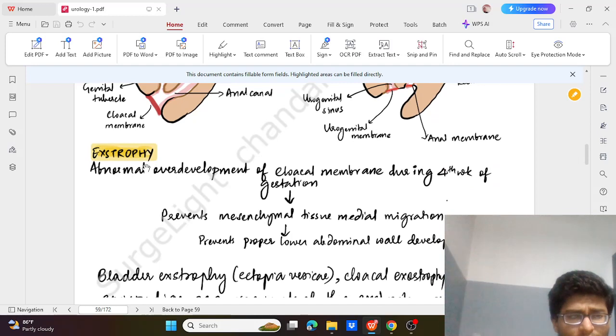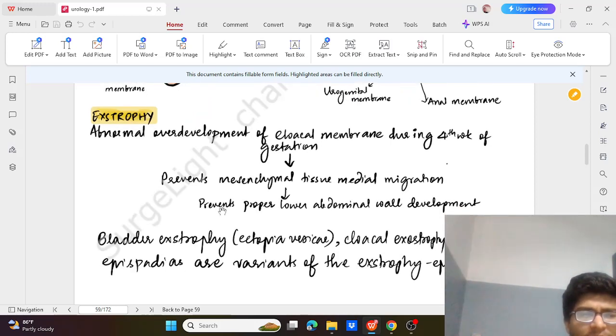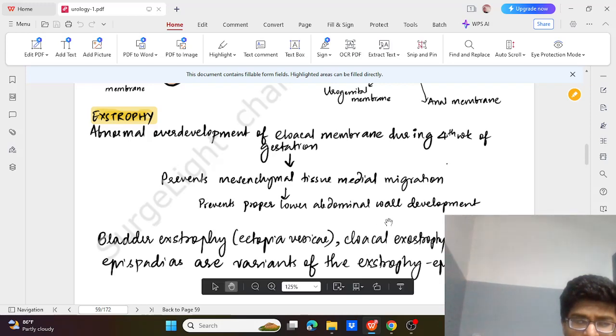Now coming to bladder extrophy. If there is abnormal overdevelopment of the cloacal membrane during the 4th week of gestation, it is prevented by the mesenchymal tissue medial migration, and this prevents the proper lower abdominal wall development. So this lower abdominal wall developmental defect causes bladder extrophy, that is ectopia vesicae, where the bladder is communicating to the environment, cloacal extrophy, and epispadias.